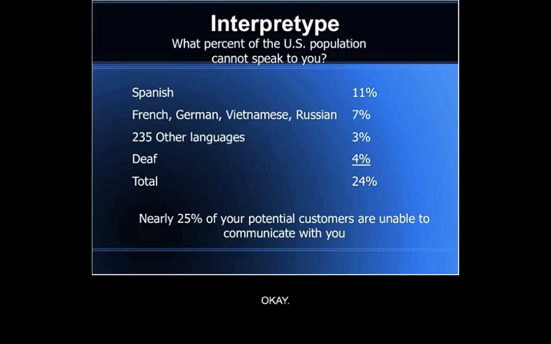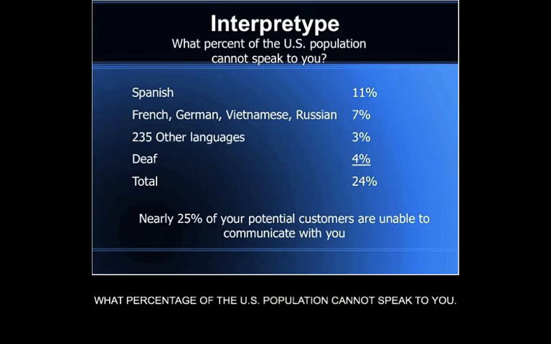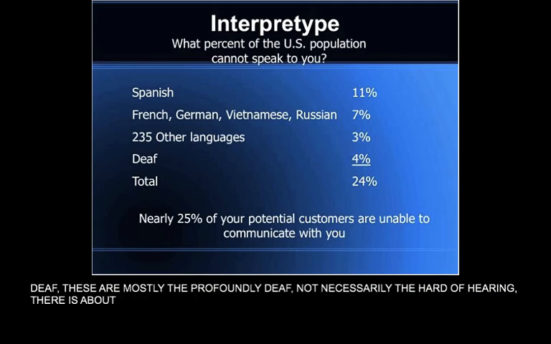What percent of the U.S. population cannot speak to you? The percentages listed here are people that don't speak English well enough when they leave their home to make their way through college or university, make their way through academic life or in the workforce. So as you can see, the largest population is Spanish, 11%. There's 4 other languages make up 7%, and then the other languages there listed are 3%. And the deaf, these are mostly the profoundly deaf, not necessarily the hard of hearing, is about 4%.